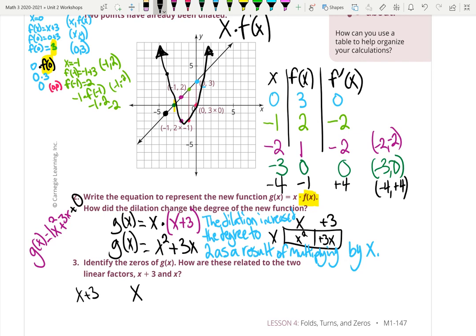Well, how are these related to the two linear factors x plus 3 and x on our graph? These are the zeros, which are also known as the x-intercepts. They're also solutions of the zero product property.